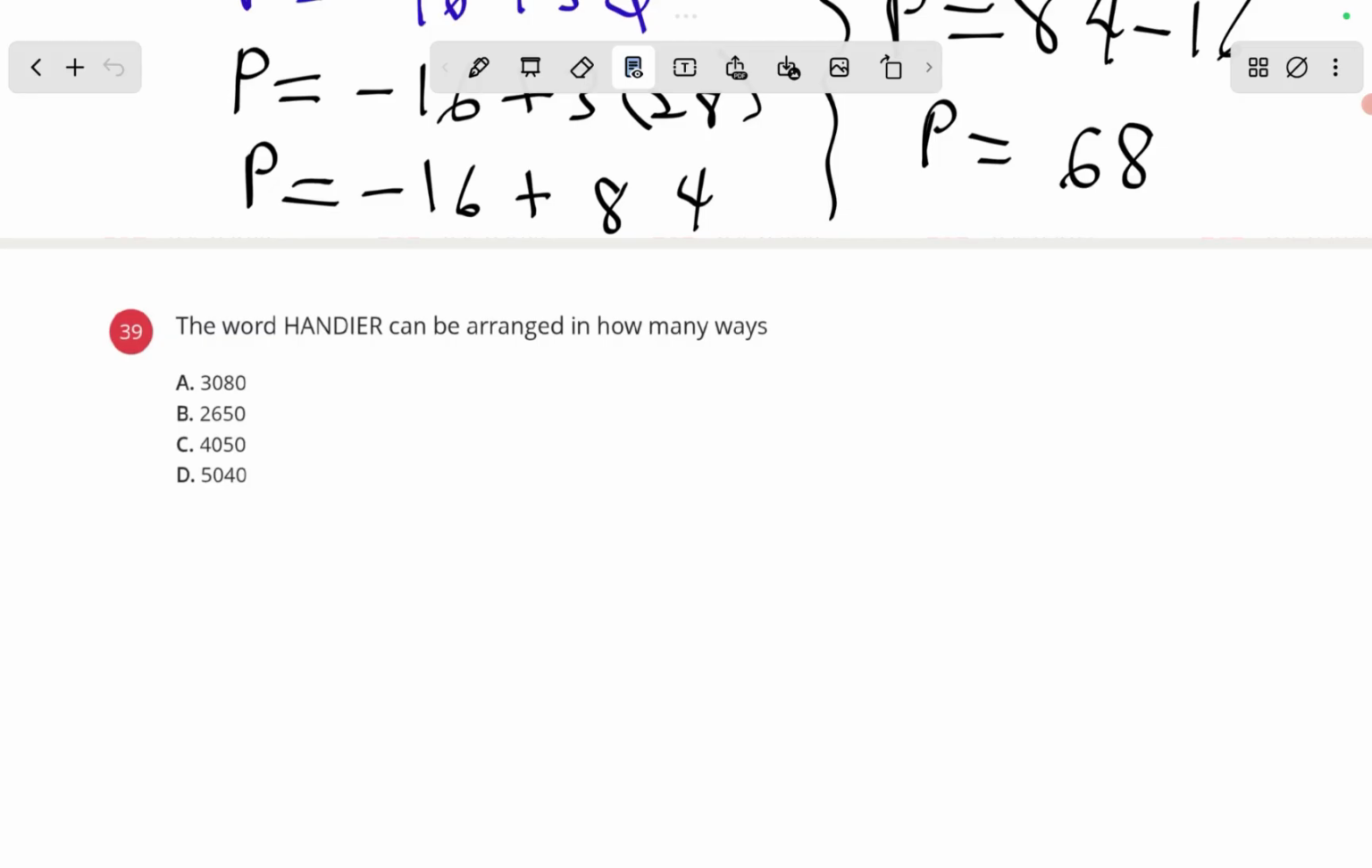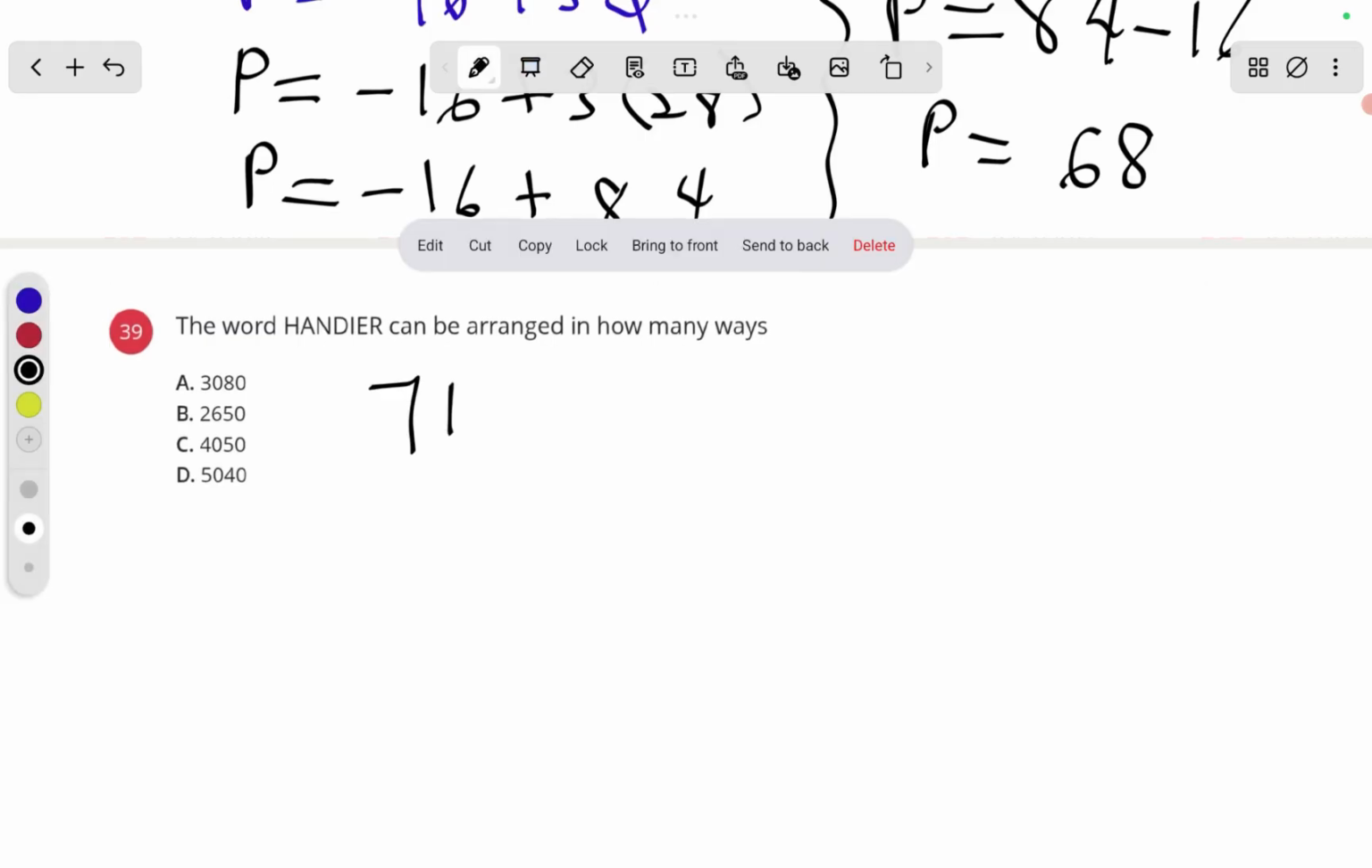Question 39. So in this question 39, the word HANDIER can be arranged in many ways. How many letters do you have in the word? HANDIER, that is 7. Now if you want to find the number of ways in which you can arrange these letters, we have 7 letters. This is going to be 7 factorial.